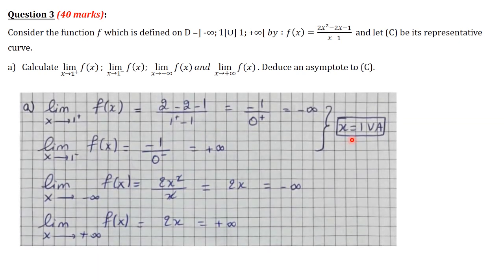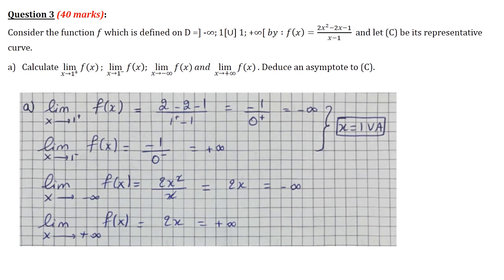So limit when x tends to 1 plus, we replace and we get minus 1 over 0 plus. Minus 1 over 0 plus is minus infinity, and minus 1 over 0 minus is plus infinity. When x tends to a number and we get infinity, it means we have x equals 1 as a vertical asymptote.